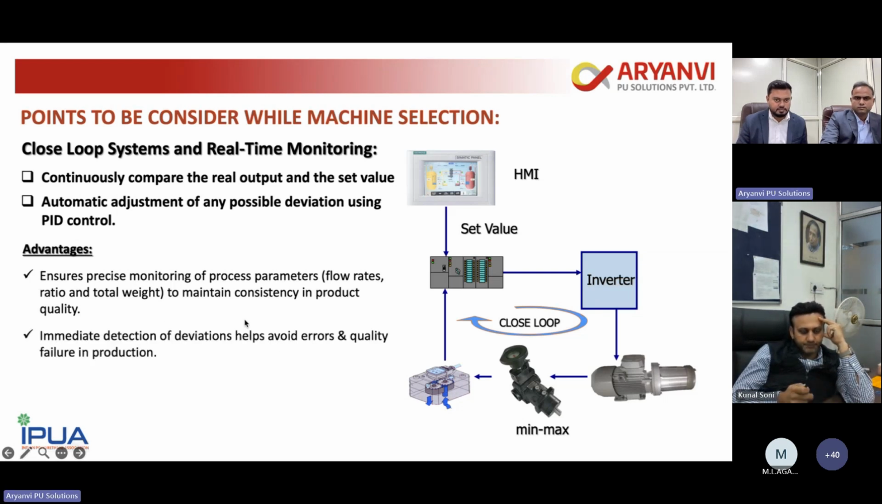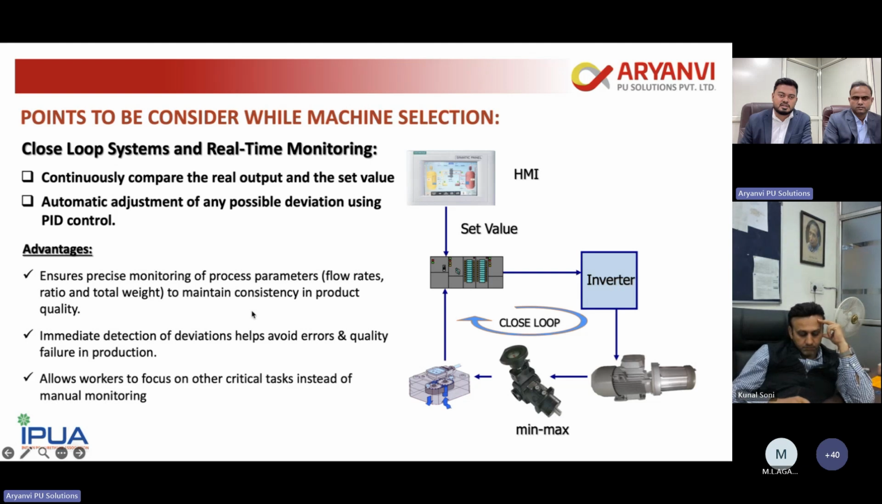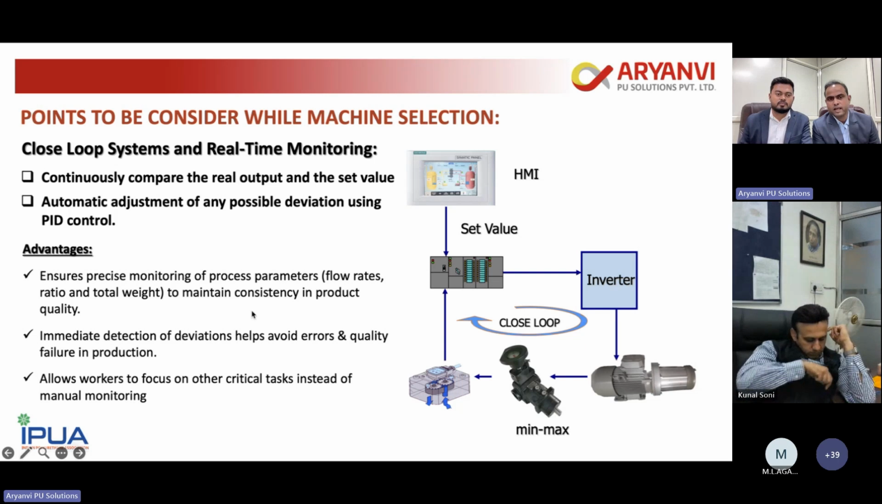Then immediate detection of deviation, as I explained to you, helps avoid errors and quality failure in production. This is very important for a trouble-free operation at your factory. In a closed loop system, if there is any deviation from the pump side and you are not getting the proper ratio, if the ratio is not matching your requirement, then the machine will not pour the weight, meaning it will not work beyond that. It will give the error of out of ratio or out of output, and then it will stop.